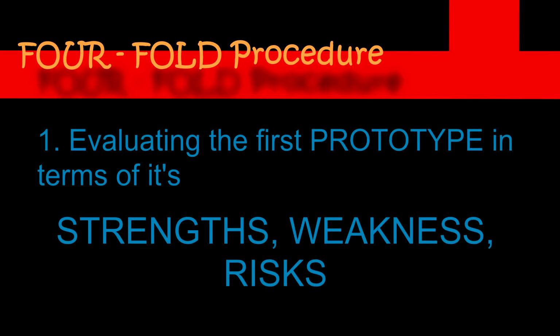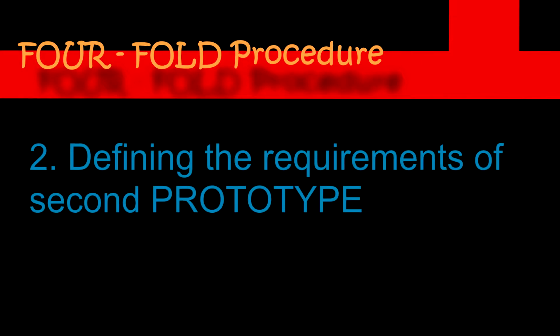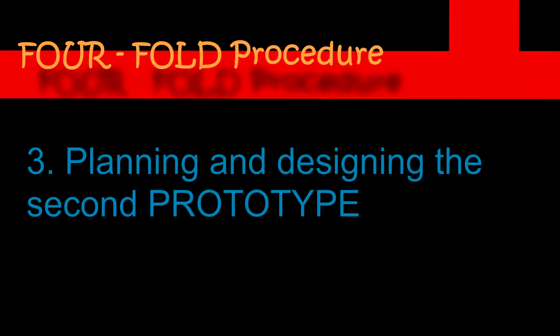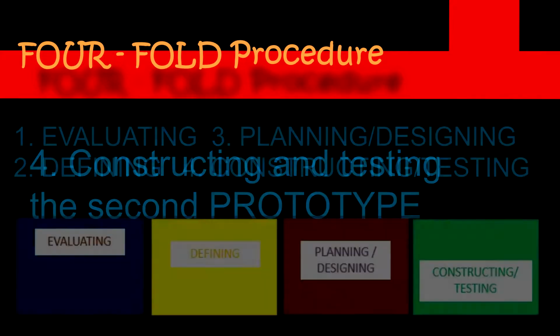Number 1. Evaluating the first prototype in terms of its strengths, weaknesses, and risks. Number 2. Defining the requirements of the second prototype. Number 3. Planning and designing the second prototype. And 4. Constructing and testing the second prototype.